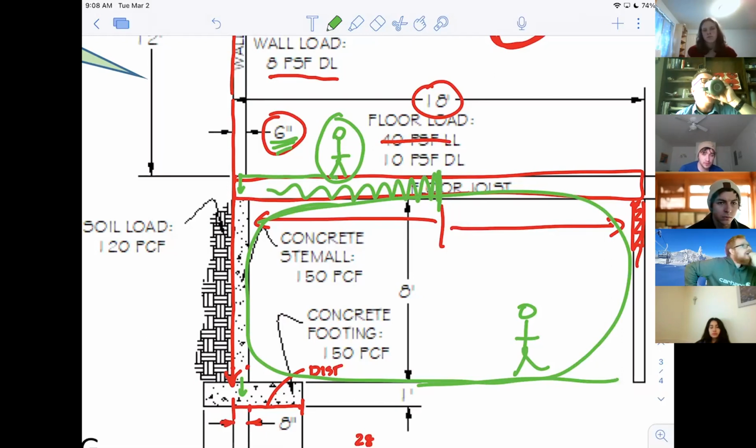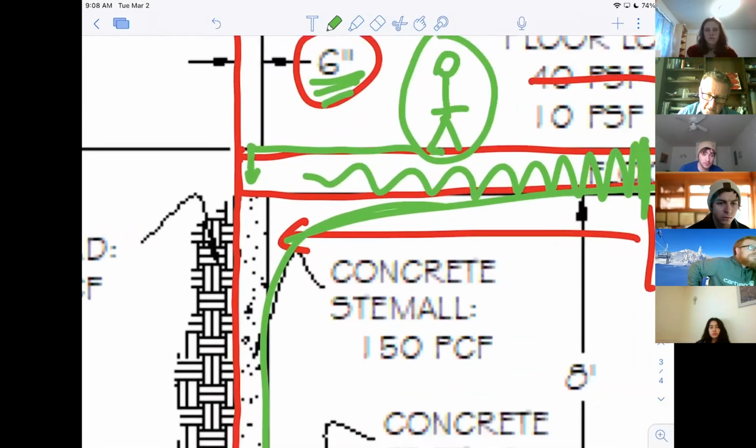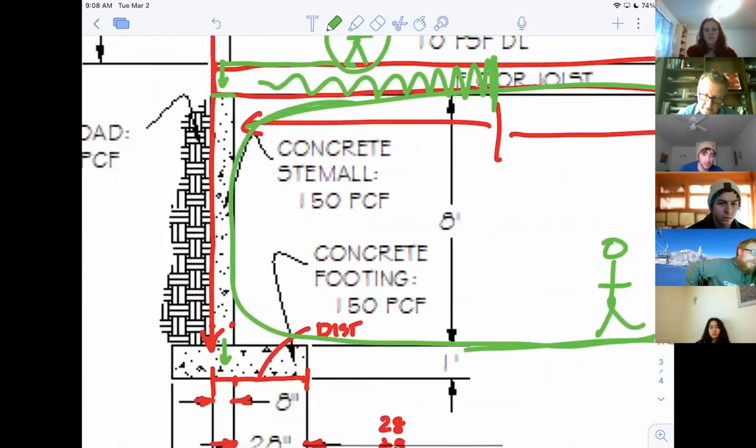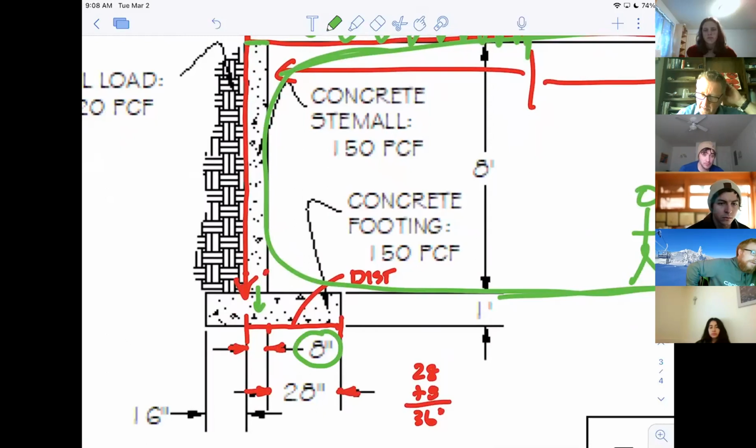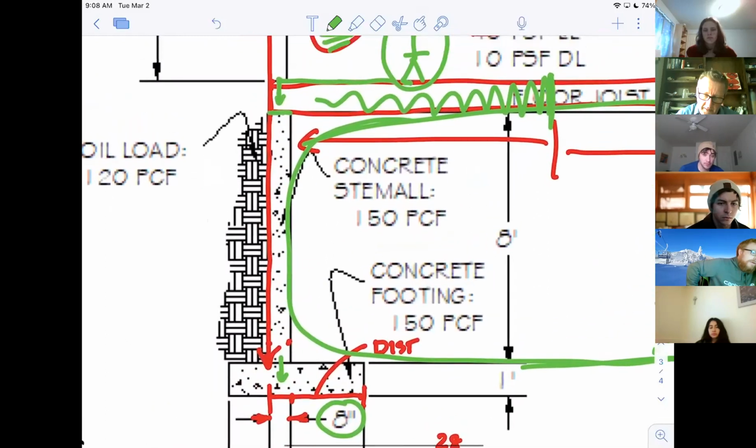Yeah, but that doesn't get transferred over in the middle like the wall does. It does, because it's going to sit on top of this wall. That wall is 8 inches wide, we're told right here. So that load is going to sit in the middle of that 8-inch wall.